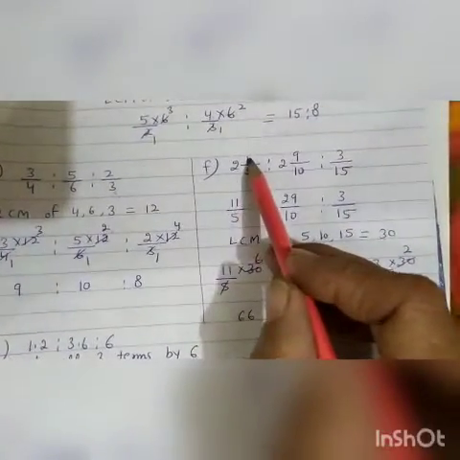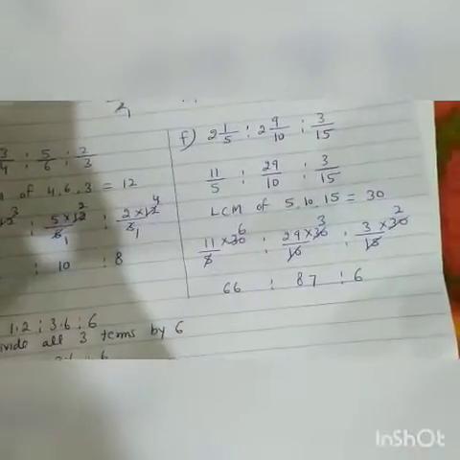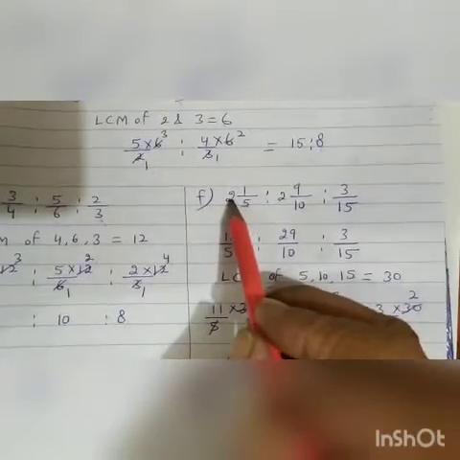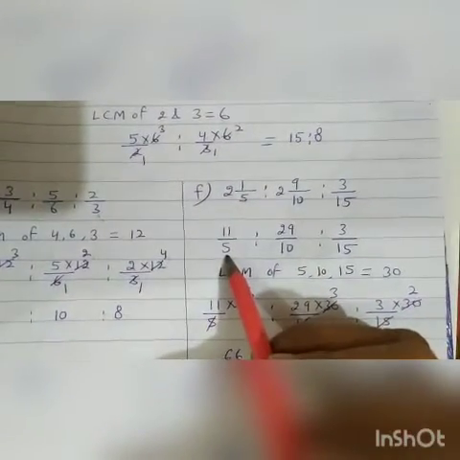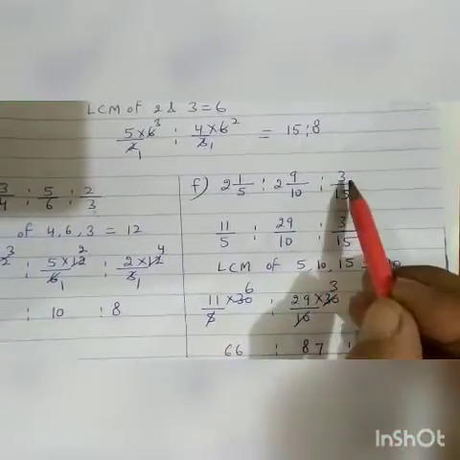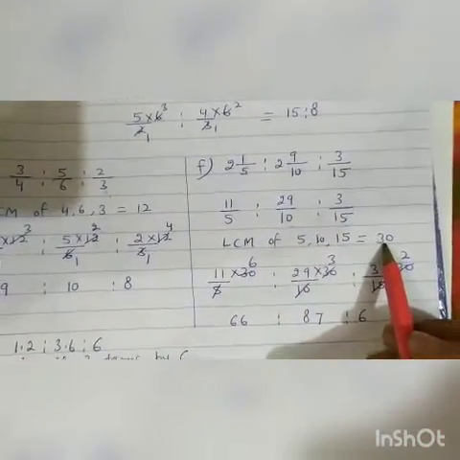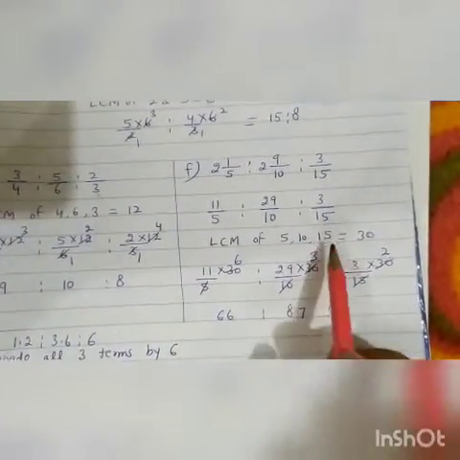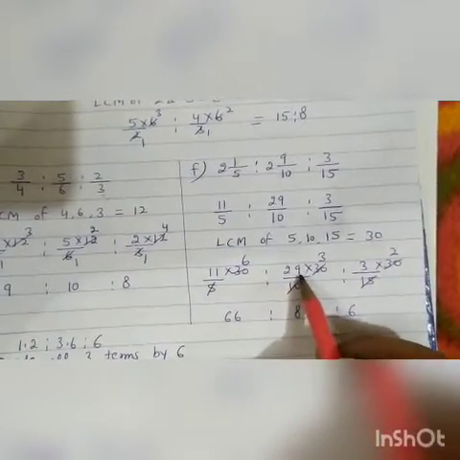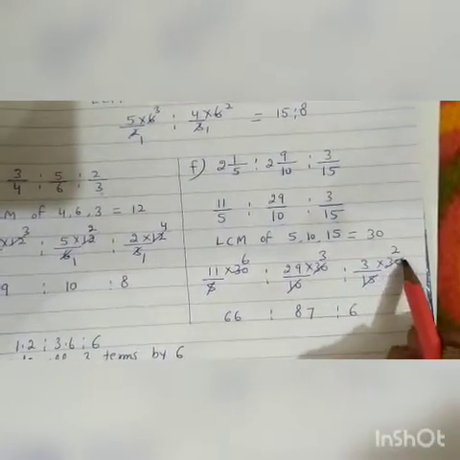F is 2 is to 1 upon 5, ratio, 2 is to 9 upon 10, ratio, 3 upon 15. 5 2 is 10 plus 1, 11 upon 5, ratio, 10 2 is 20 plus 9, 29 upon 10, ratio, 3 upon 15. The LCM of 5, 10 and 15 is 30. Now multiply these three ratios with LCM 30. 11 upon 5 into 30, ratio, 29 upon 10 into 30, ratio, 3 upon 15 into 30.